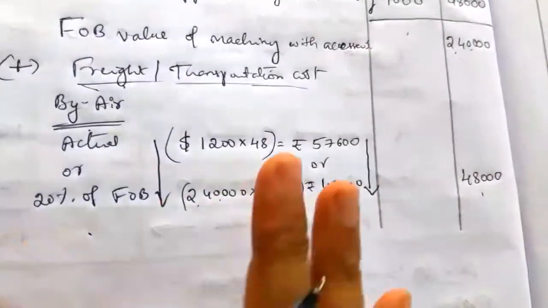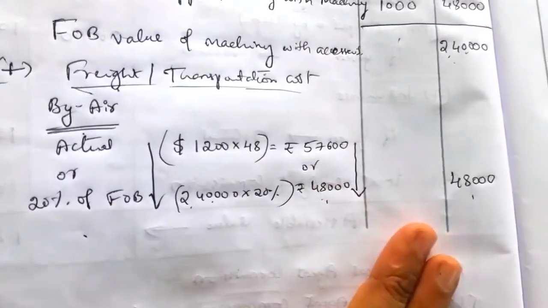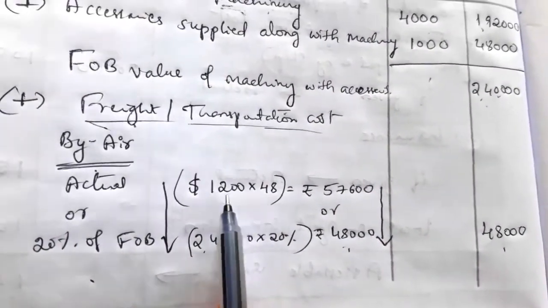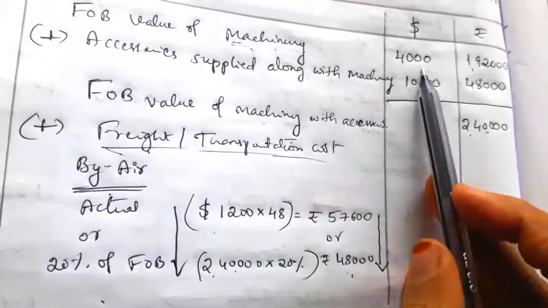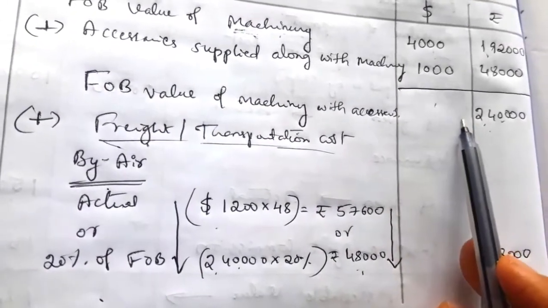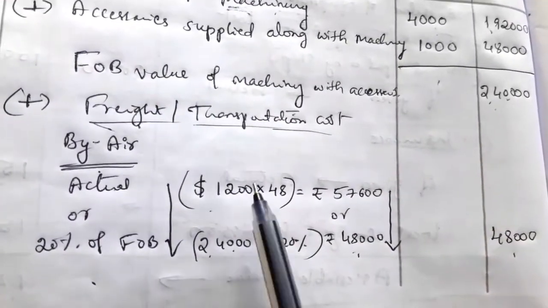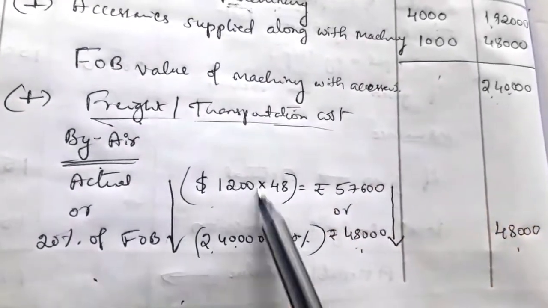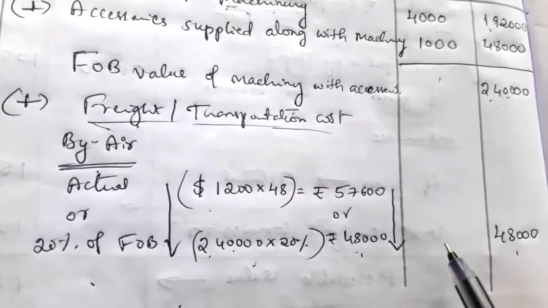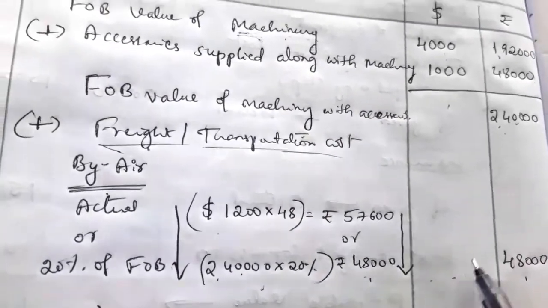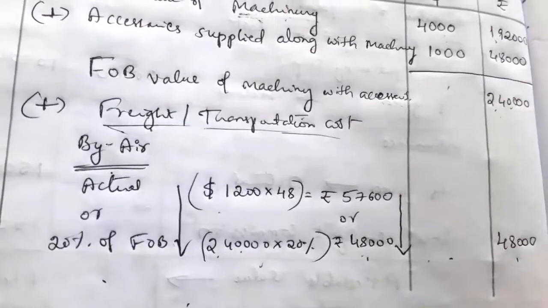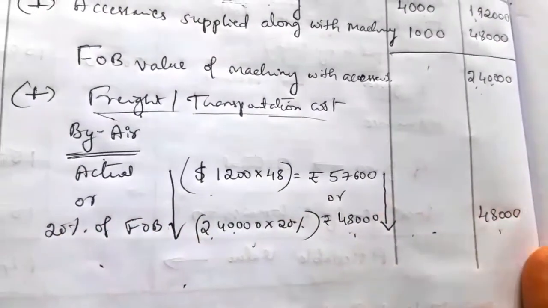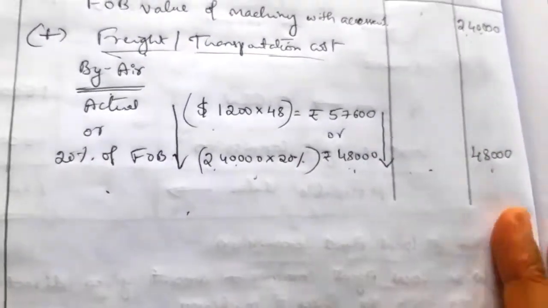You can calculate like this, or even you can take the actual value $1,200, or you can take the total 5,000 as FOB. So directly we can calculate 1,200 or 20% on 5,000, whichever is least. We can take the value in the dollar column, and later multiply into Indian rupee. You can follow either method, but to avoid confusion, I am following only one method.